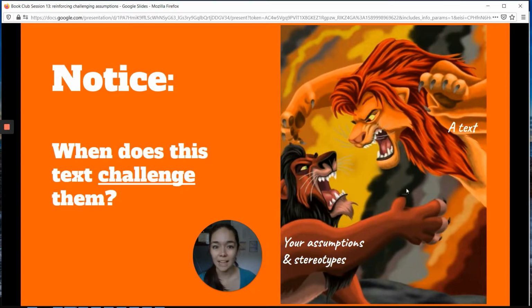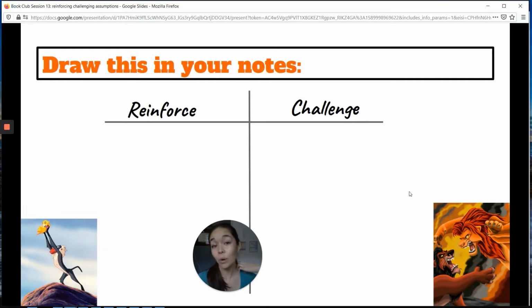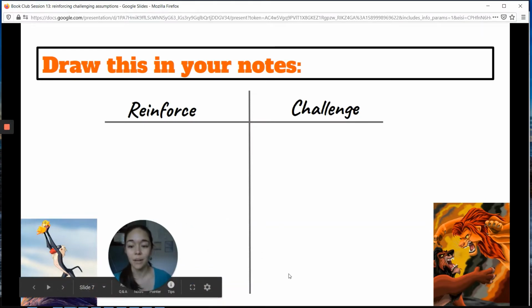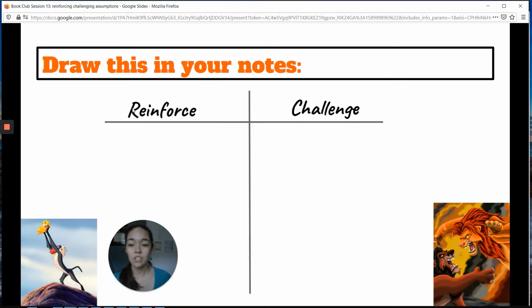So let's practice. You guys know I love a video text, so we're going to watch a couple of quick videos today, and I want you to take notes. In your notebook or on your piece of paper, I want you to draw a quick T-chart like this. And we're going to jot on one side some bullet points of where these videos reinforce stereotypes, and on the other side where they challenge stereotypes. If you need to pause the video now to get your T-chart in your notes, please do.